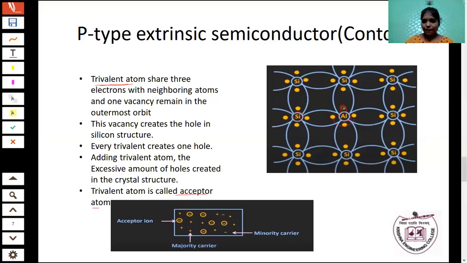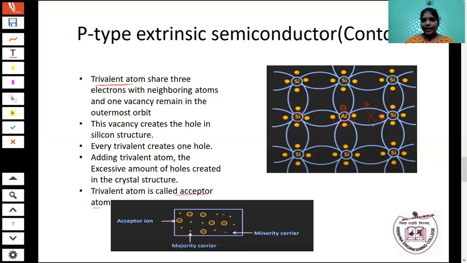Why it is called an acceptor: here you consider this neighboring silicon atom. When the temperature increases, an electron in this covalent bond gets enough energy, breaks the covalent bond, and moves out of it. That is called the free electron. This free electron moves and fills this place. Similarly, if this electron moves to this hole, one vacancy is created elsewhere. That means one hole is created.